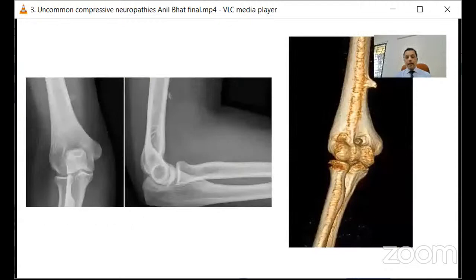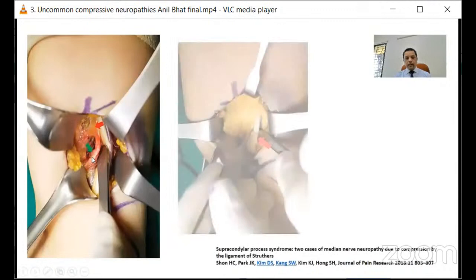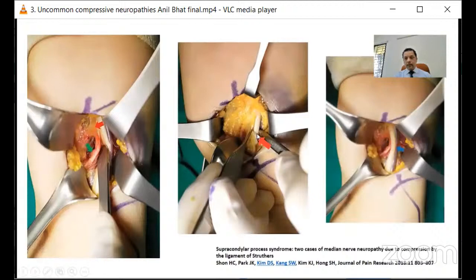So this is a supracondylar process which is seen here, and that's where the ligament comes in. This is the reference for these photographs. So that is the supracondylar process, and that is the ligament here. The process and the ligament of Struthers are removed in this case, and then the nerve gets free here. So that is one case.